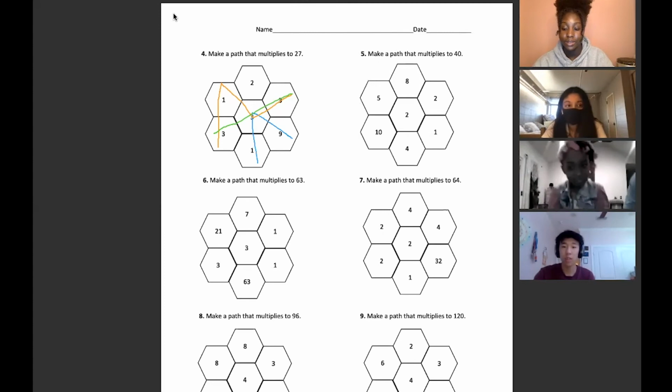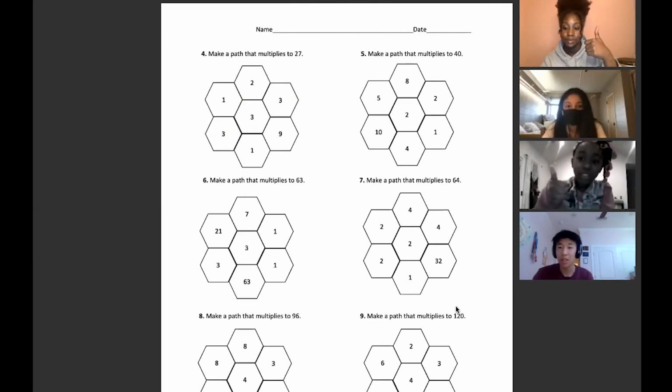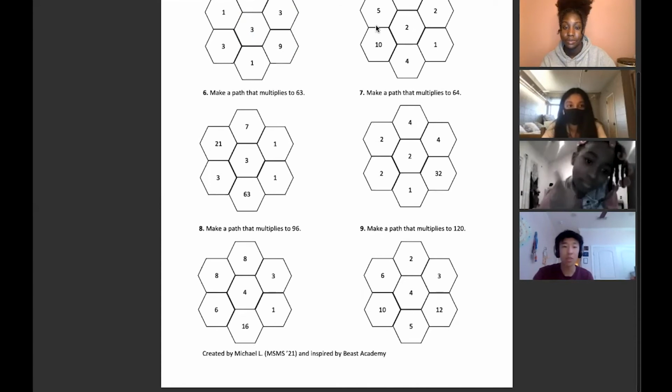Since we're running a little bit out of time, how would you guys feel about jumping to number 9 and trying a challenging problem, seeing if we could do the hardest problem on the worksheet? Are you guys okay with that? Thumbs up, thumbs down. Looks like I see a lot of thumbs up. All right, I guess we can jump straight to number 9.